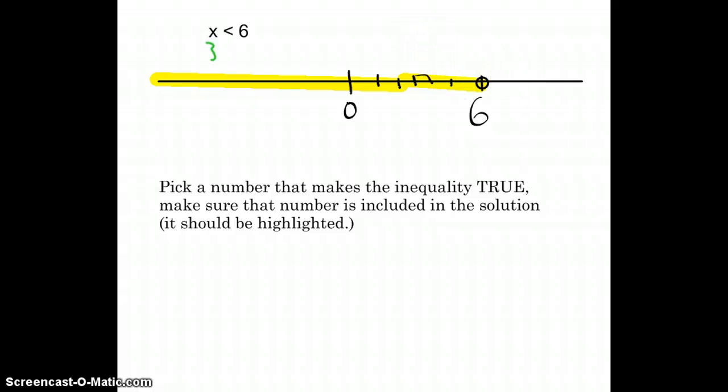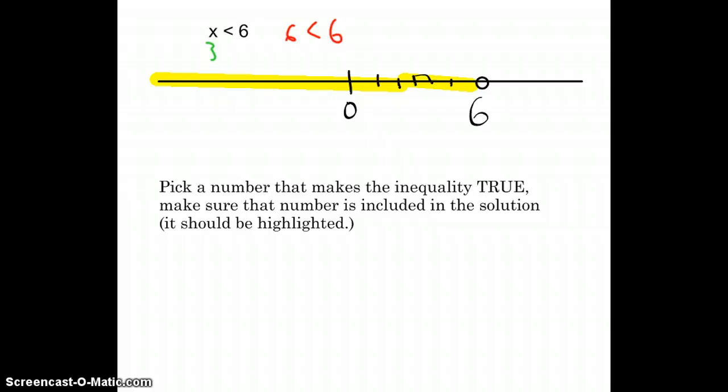Okay. Now, technically here, let's go over this next step here. You see here I have this open circle at the 6. If I plug in 6 for x, is 6 less than 6? No. So therefore 6, we leave an open circle there because it's not part of the solution.